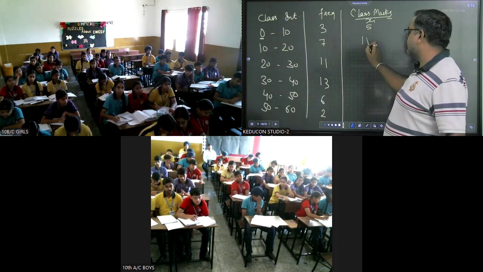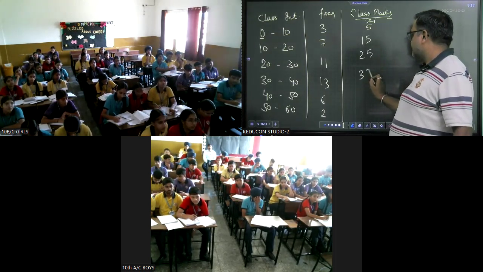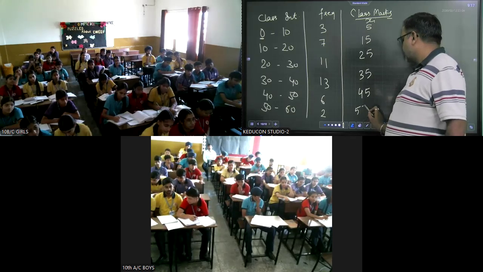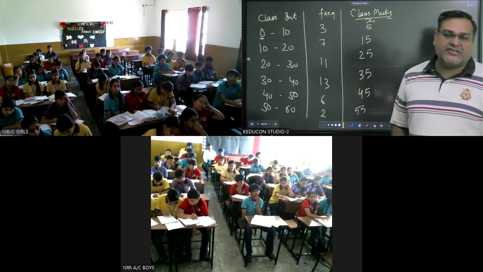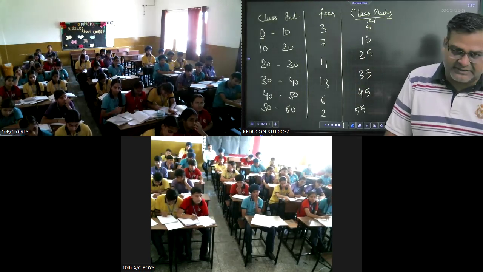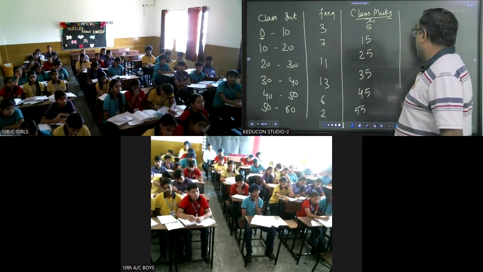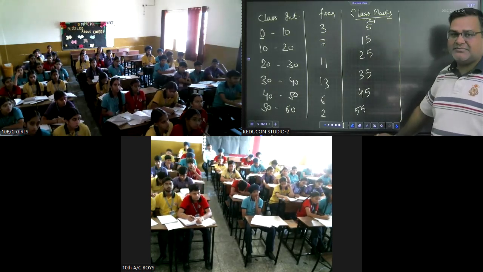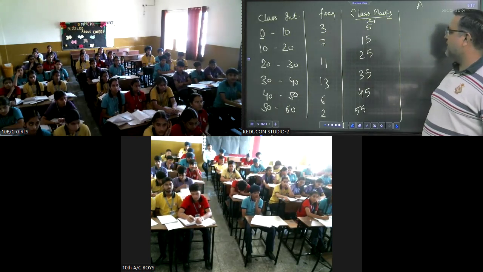Then 15, 25, 35, 45, right. Now this step is the same as you are supposed to do in the direct method. Now what is the change now? What you have to do, you have to take from these class marks an assumed mean. That is called A, assumed mean.